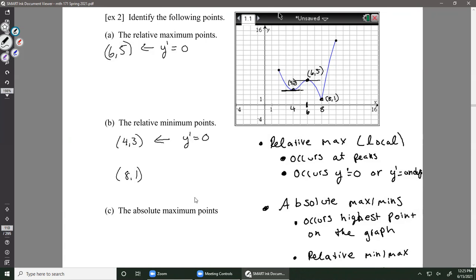However, we got a small issue. If I'm looking at 8, 1, if I look at the left of that point, my tangent line is like this. And just as soon as I move over to the other side, it's like this. It's so sharp that you're not smoothing out like all the other ones are. So your derivative is actually undefined.